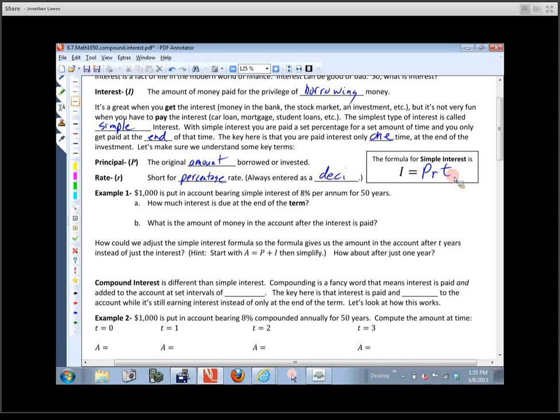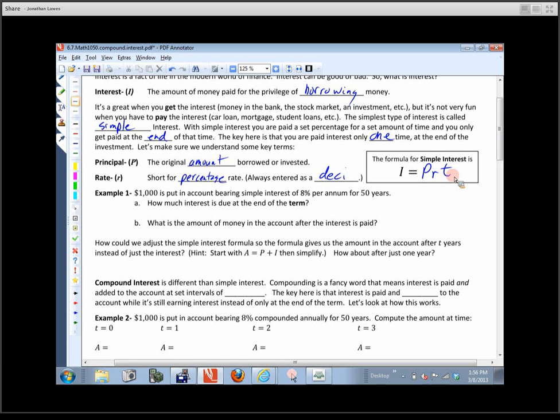So the first example, we're going to use this dollar amount and this time period to keep track of the difference between simple interest and compound interest and the different types of compound interest. So $1,000 is put in an account bearing simple interest at a rate of 8% per annum. Okay, per annum means per year, for 50 years. How much interest is due at the end of the term?